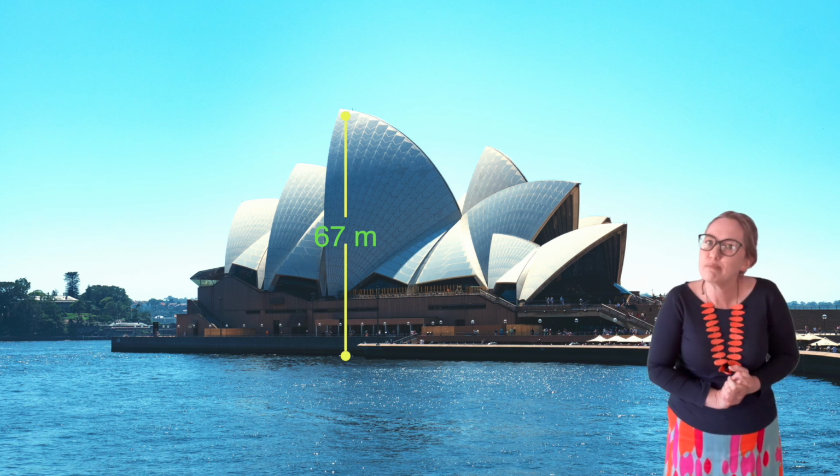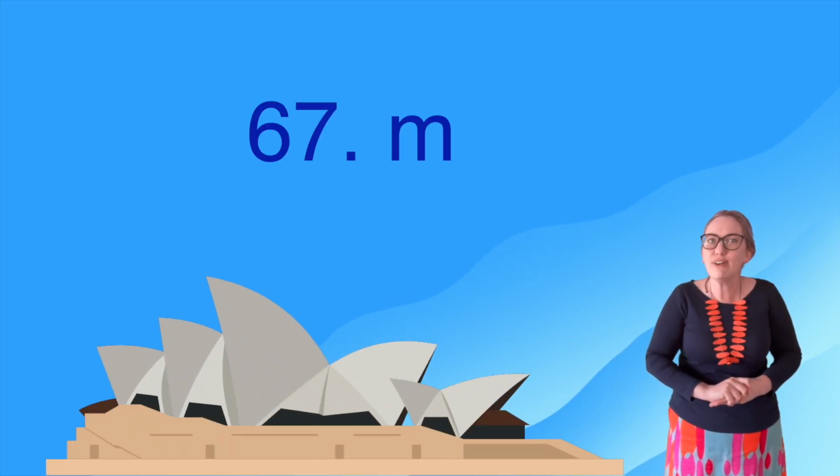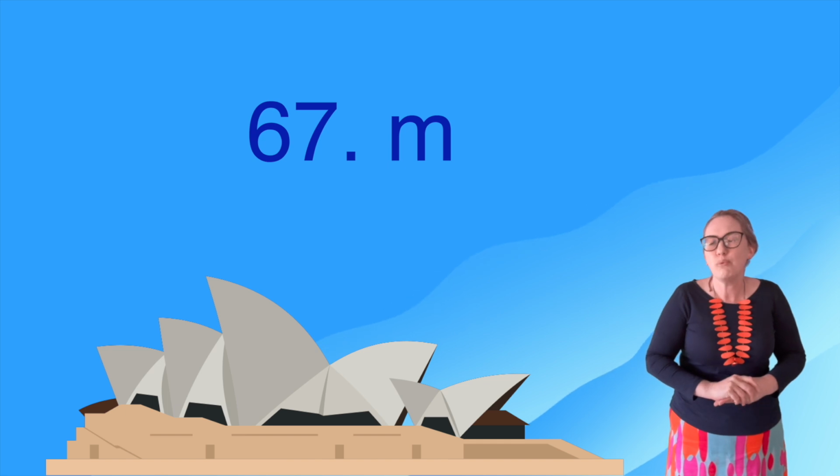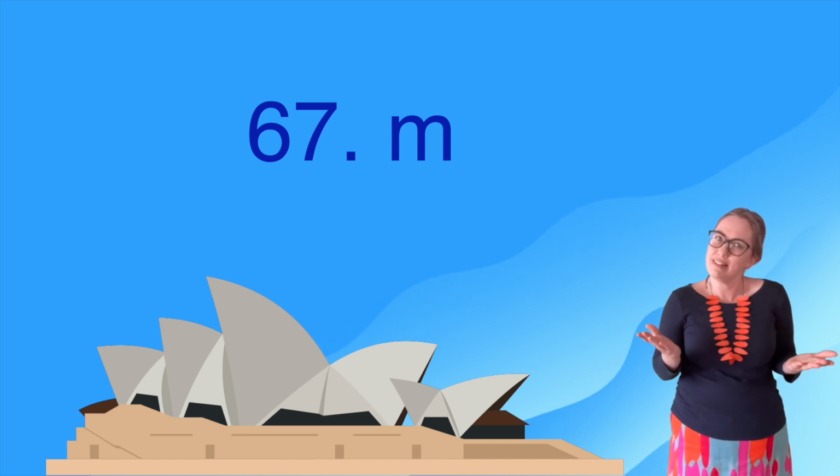Let's practice our measurement conversions. I've included our decimal point to show 67 whole metres. If we convert this to centimetres, we need to move our numbers 2 places. Why 2 places?